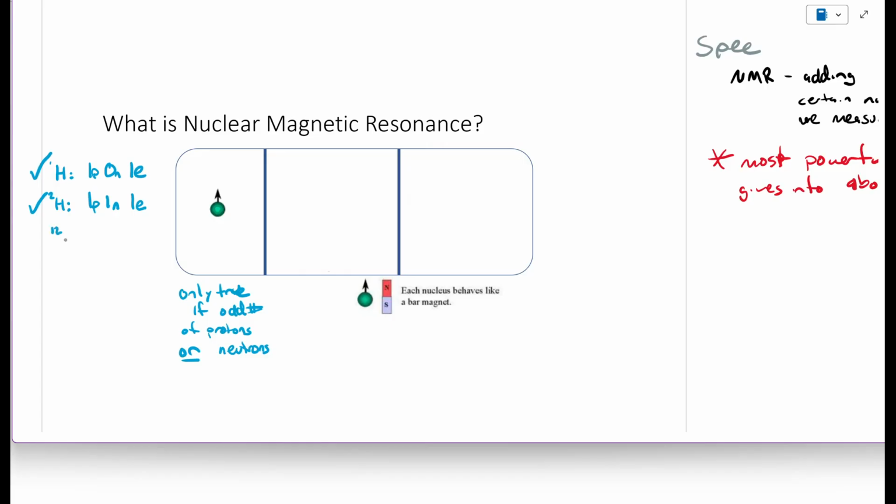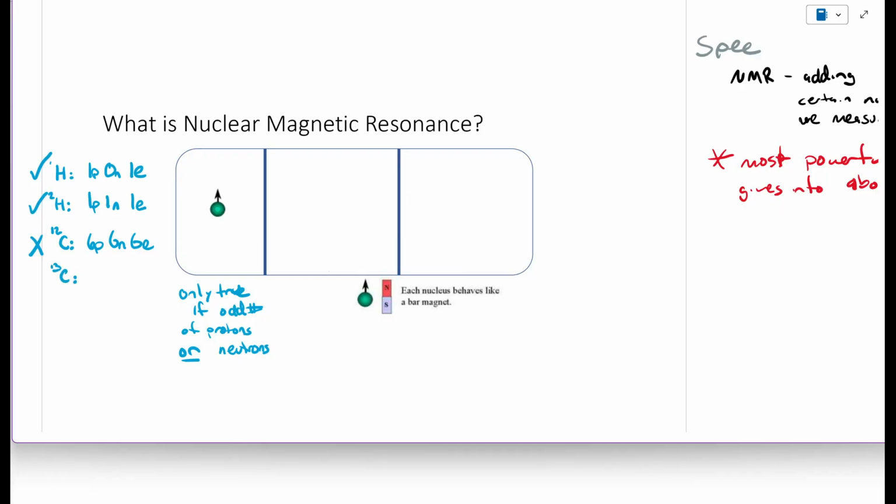If we look at, say, carbon-12, carbon-12 has 6 protons, that's what it means to be carbon, and because it has a mass of 12, that means it must have 6 neutrons, and because it has 6 protons, it must have 6 electrons. 6 is even, so carbon-12 is not NMR active. That's going to be really important when we talk about carbon NMR. If you remember the isotopic abundance of carbon-12, this is going to be a big problem.